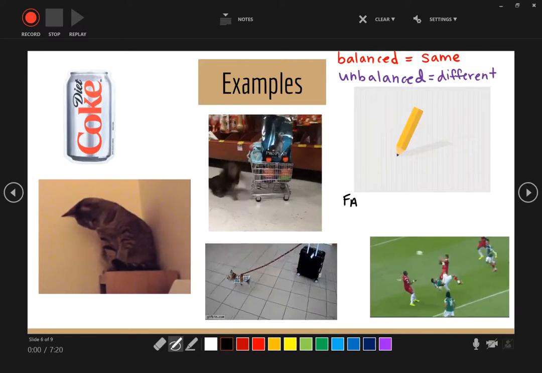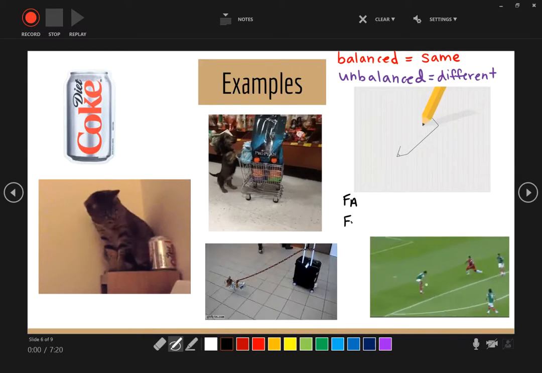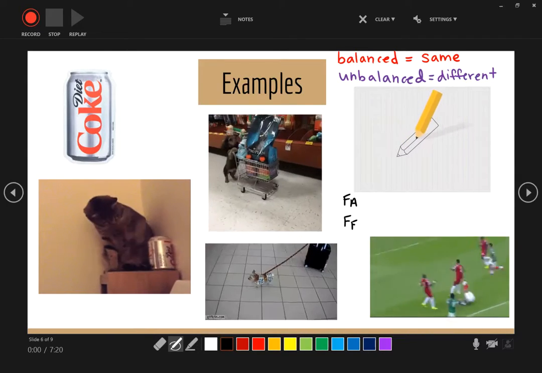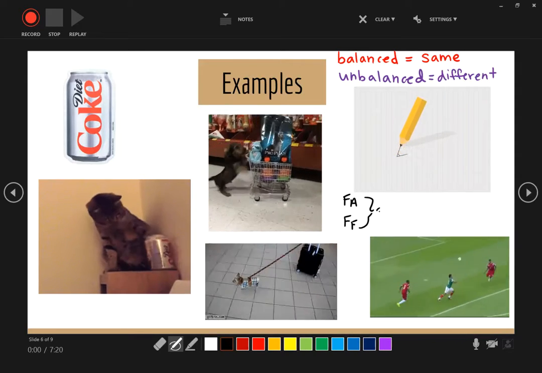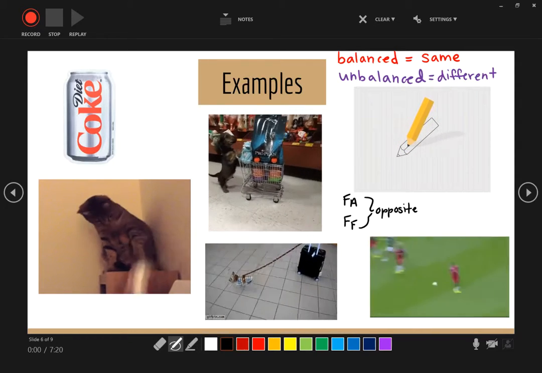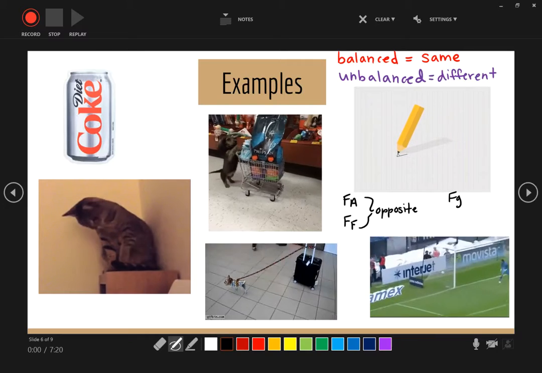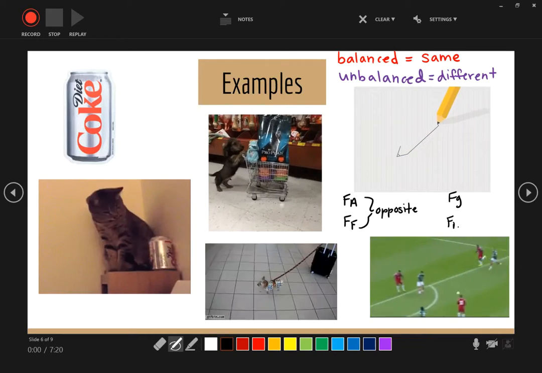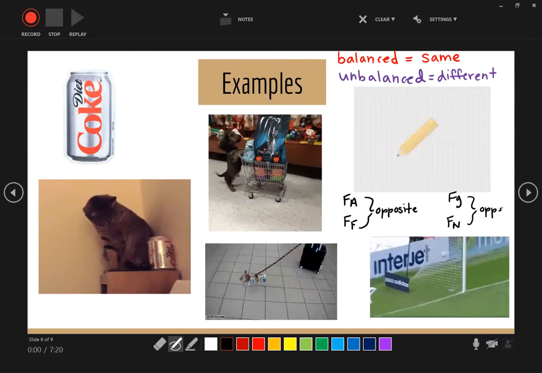Okay, and we're going to recall what our four different forces are. Force applied, that's your push or your pull. Force friction, right, which is a resistance change here. And remember that these are opposite in direction. And then we have our force gravity, which is always pulling us downwards, and our force normal, which is opposite to the force of gravity.